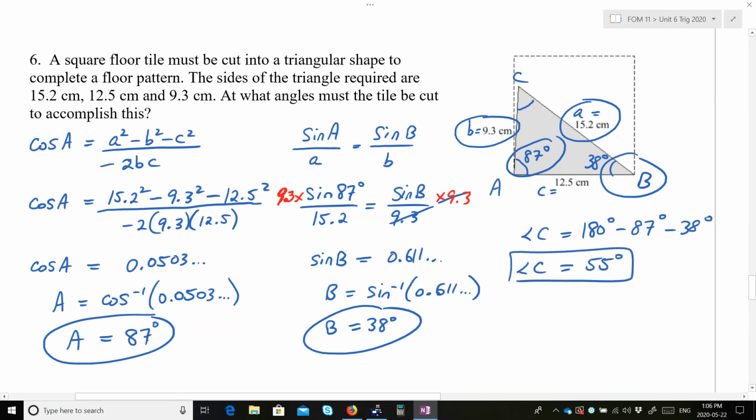Okay, and if you look at the answer key, it shows 38 degrees, 55 degrees, and 87 degrees. So we are all good. And that is how you do number 6.